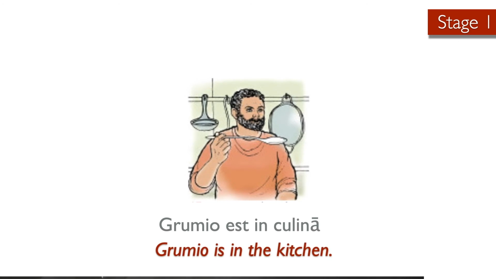Finally, we come to Grumio, everyone's favorite character in the Cambridge Latin series. He is the chef, the amazing chef who cooks up all kinds of food for Caecilius and the family, and a consummate survivor. Think of him as the Steven Seagal of the ancient world. And in this example, Grumio est in culina. Grumio is in the kitchen.